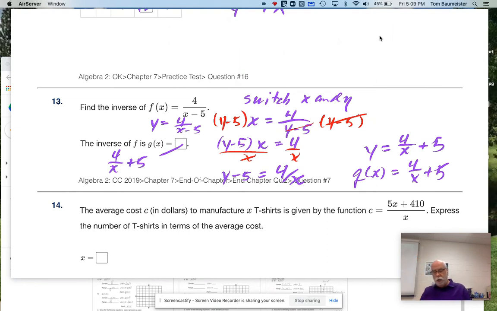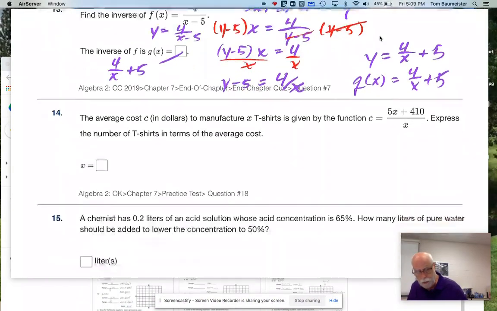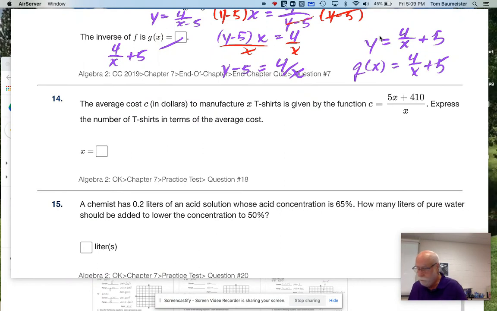All right, so again, now you're just going to do the same thing with this word problem. But with this one here, we're not going to change the variables because, as I told you on the notes, sometimes you would lose stuff in the translation. So let's go ahead and look at this. I'm just going to rewrite it down here. So we have c is equal to 5x plus 410, all of that divided by x.